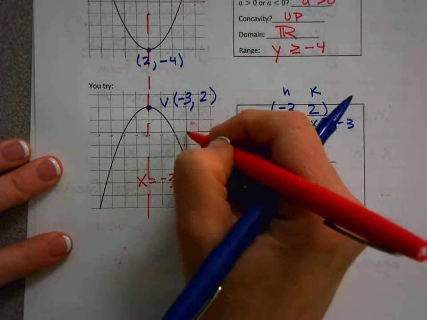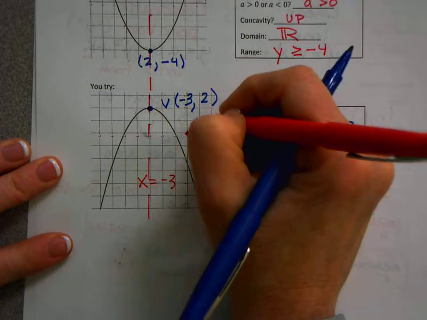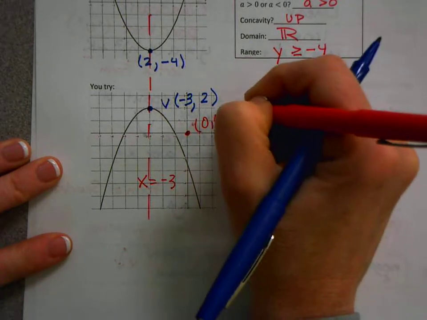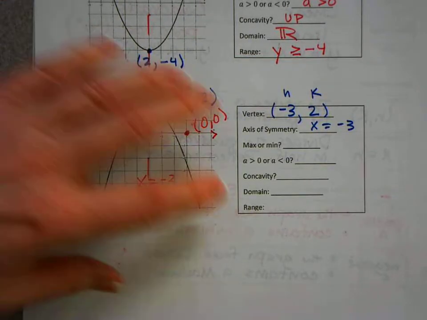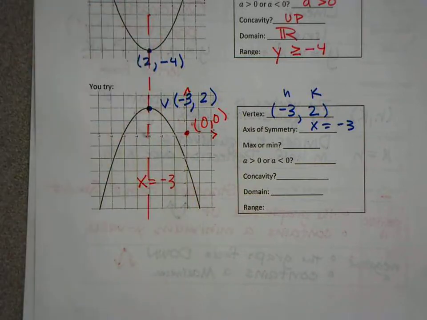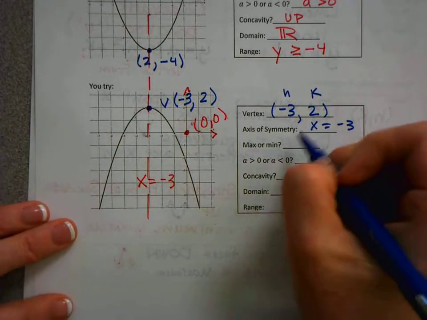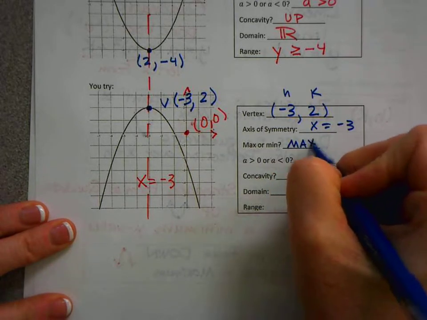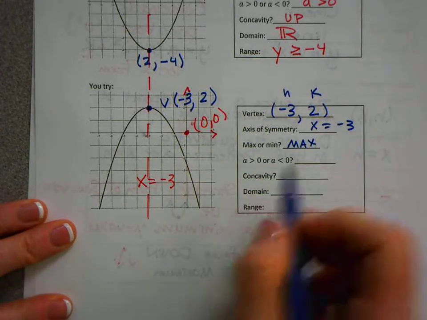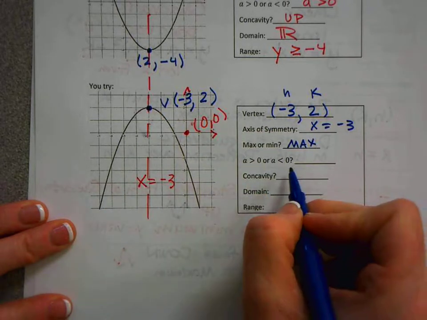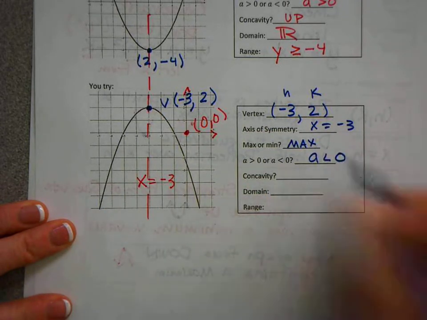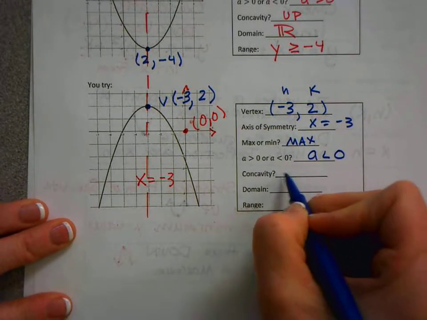Okay, and I'm going to pinpoint the origin. This is a little bit hard to read. 0, 0. There's my graph. Okay, my vertex is shifted left and up. Okay, max or minimum? We see that we have a maximum because the graph is facing down. Because the graph is facing down, we know that a is negative. Concavity, down.